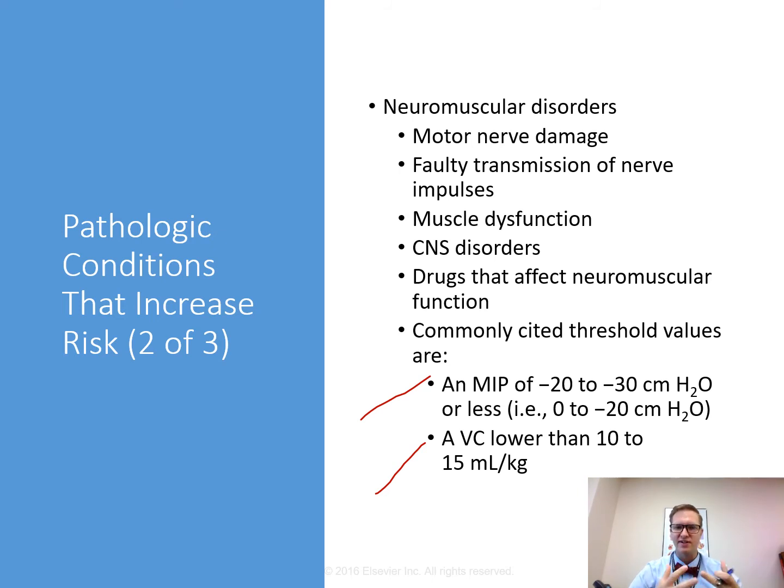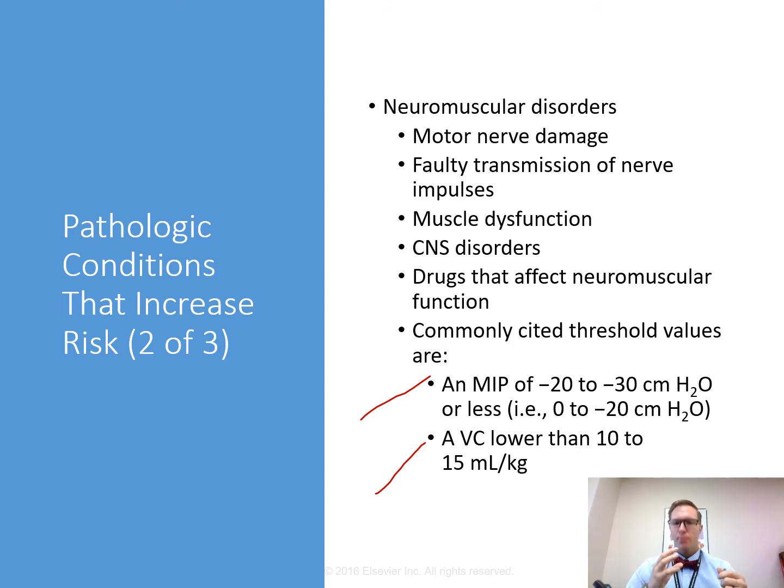Different protocols might have different time intervals, but every 2 to 4 hours is going to be your common interval. Usually a MIP of negative 20 to negative 30 or less, in centimeters of water pressure. So anything less than 20 centimeters of water means their muscle strength is pretty poor. If I go into the room of a patient with myasthenia gravis and do a NIF or MIP, and they pull in but only give me 10 centimeters of water pressure, that means their muscles are very weak. If they give me 40 centimeters of water pressure, that muscle is still doing strong, right? So anything less than 20 centimeters of water pressure, or a vital capacity lower than 10 to 15 mLs per kilo, is also a sign that they have poor diaphragmatic function.